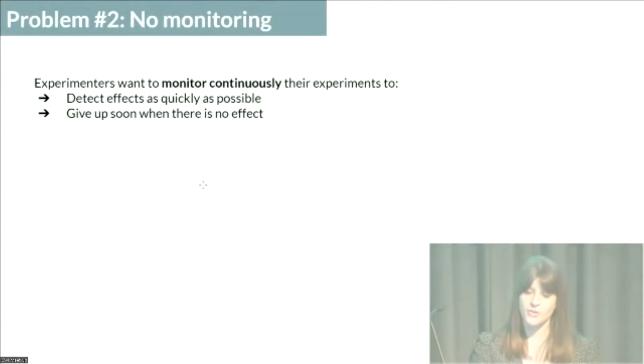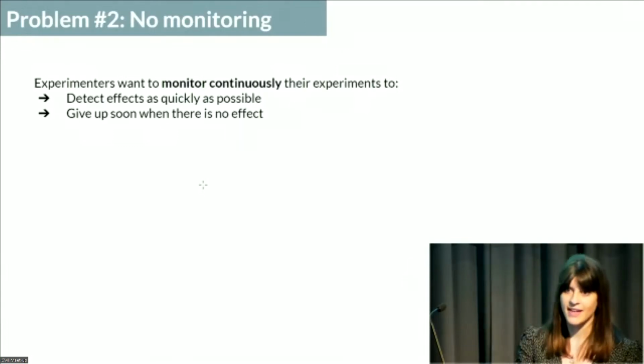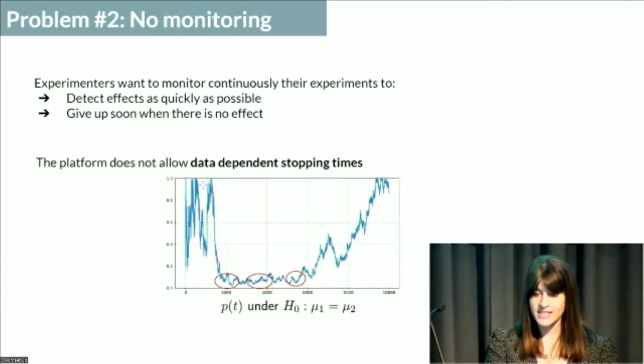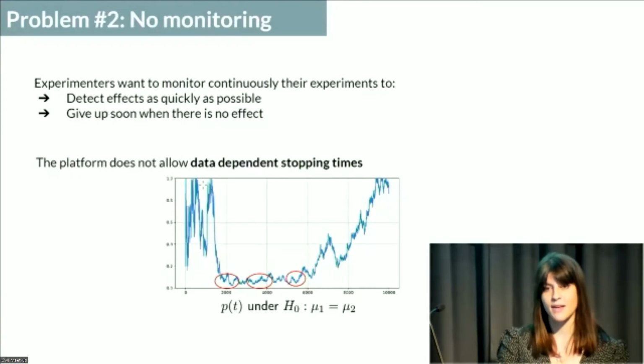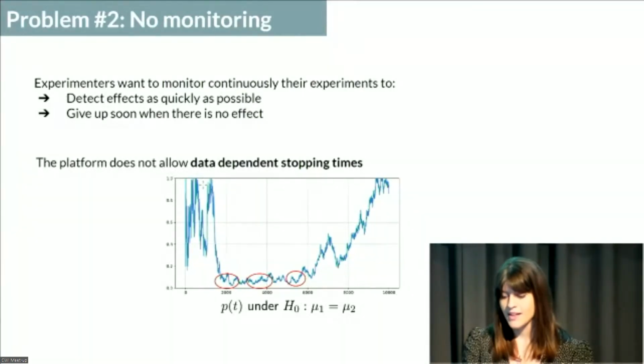Another problem is that we do not allow experimenters to monitor their experiment continuously as they go. Of course, the experimenters would like to be able to stop the trial as soon as possible because there is an opportunity cost in longer trials. So they want to see the effect as soon as it comes, or they want to abandon the trial as soon as they see there is no effect coming. This makes a lot of sense, but as we said, we need to fix the sample size, and we're not allowed to do data-dependent stopping times.